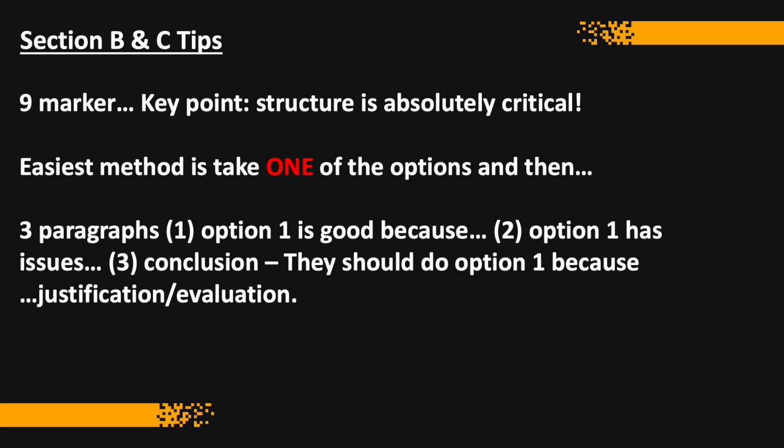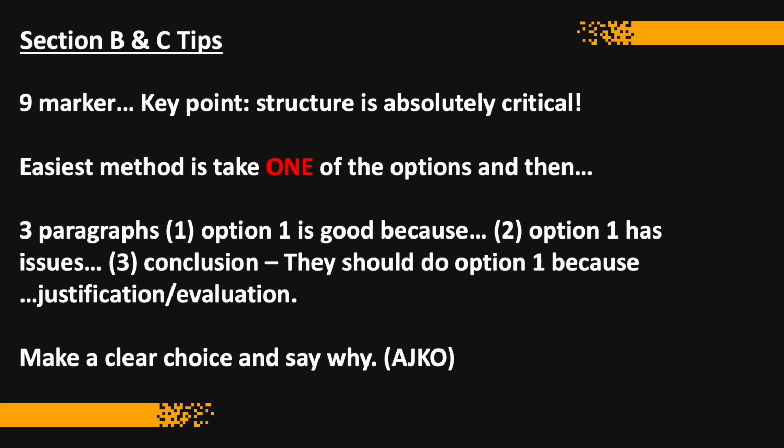And then you need to conclude. So should they go for option 1? Should they not? Yes or no? And then you need justification there, supported by the context or any data in the context, any numbers, and then some evaluations. It depends on points. So make a clear choice and say why. AJKO, answer the question, justify why. Key flaw, it depends on something. And then how do you overcome that it depends on point? Or how do you overcome the issues you said in paragraph 2, being when you said it had issues?